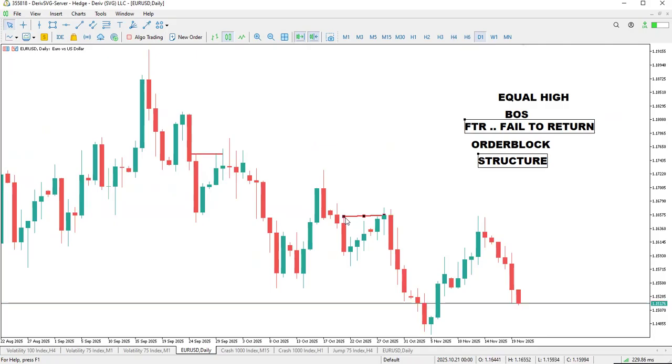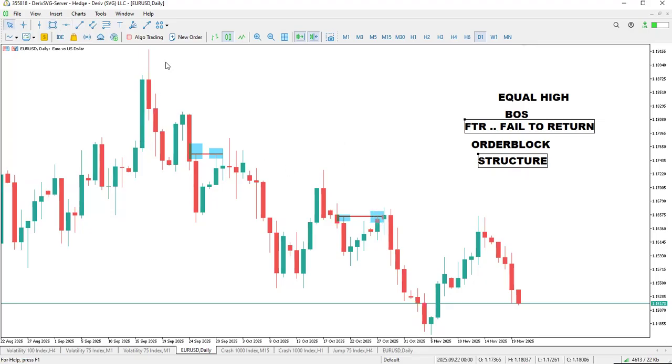Are you seeing the hidden equal high? Know that many of you don't know this one. So you see the equal high here, the equal high that is here, very hidden. Are you seeing it, guys? So we have an equal high there, we have an equal high here. Look at this candle here, it is equal to this one here. So it's just like an equal high. Locate your equal high first.